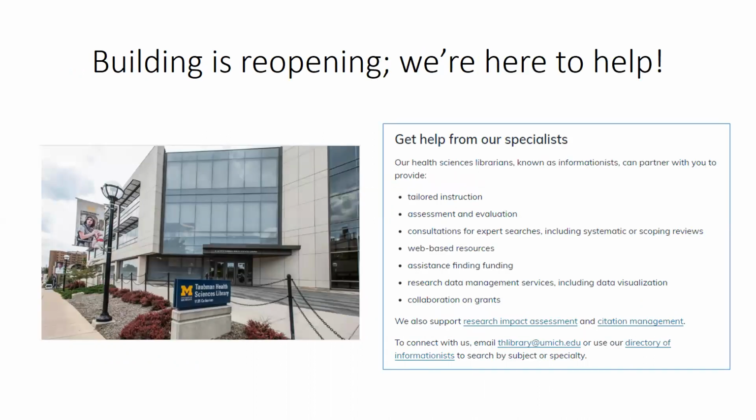So very quickly, a reintroduction to the Taubman Health Sciences Library. If you didn't have a chance last year because of the closure, I hope that you'll take advantage and walk on into the library and meet us one of these days. The building is gradually opening. We're coming back on site a little more slowly. They're phasing our re-entry in to keep building capacities down.